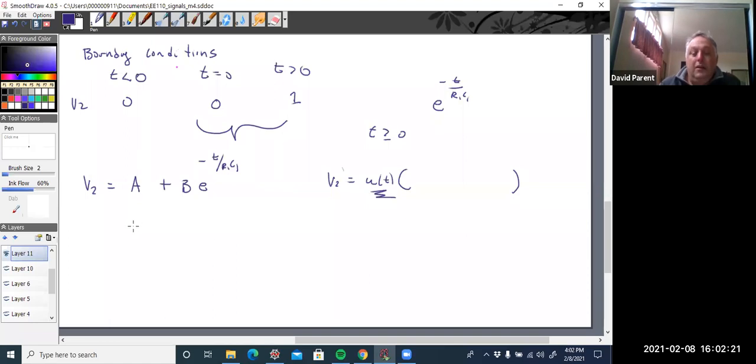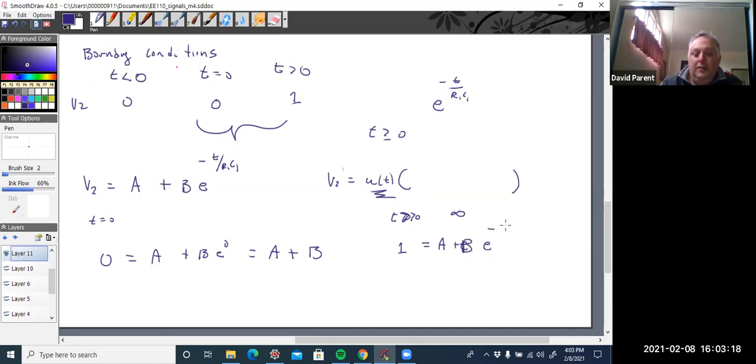So when t equals 0, v equals 0 equals a plus b e to the 0 equals a plus b. Okay. When t is much, much greater than 0, or we call it infinity, V2 is 1. We still have b e to the minus infinity, right? That goes to 0.